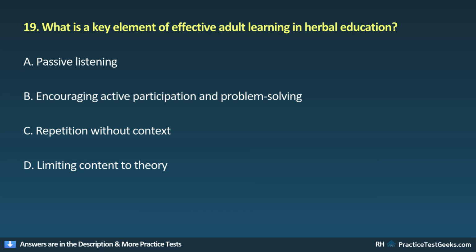19. What is a key element of effective adult learning in herbal education? A. Passive listening. B. Encouraging active participation and problem solving. C. Repetition without context. D. Limiting content to theory.